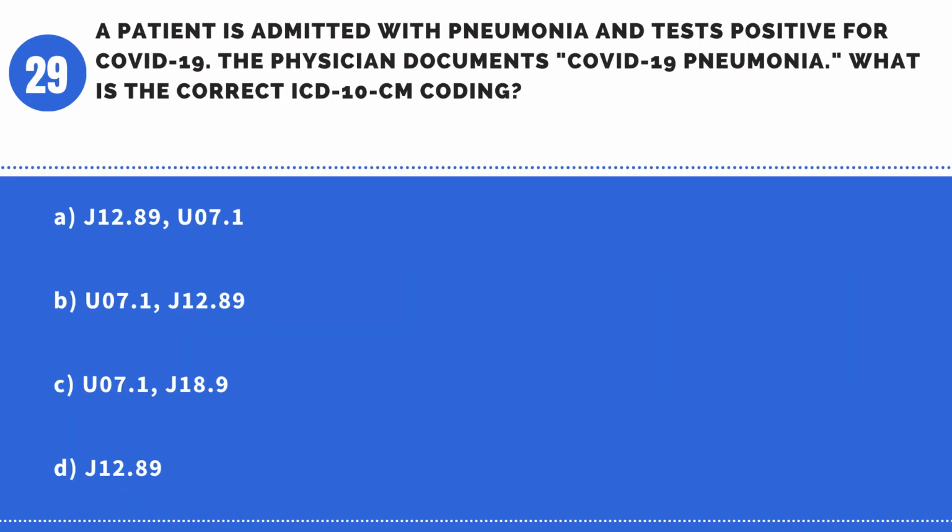Question 29. A patient is admitted with pneumonia and tests positive for COVID-19. The physician documents COVID-19 pneumonia. What is the correct ICD-10-CM coding? A. J12.89, U07.1. B. U07.1, J12.89. C. U07.1, J18.9. D. J12.89. Answer B.